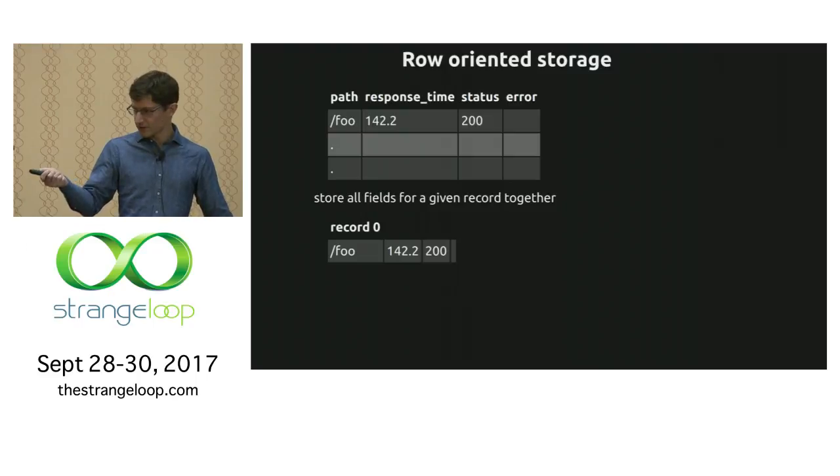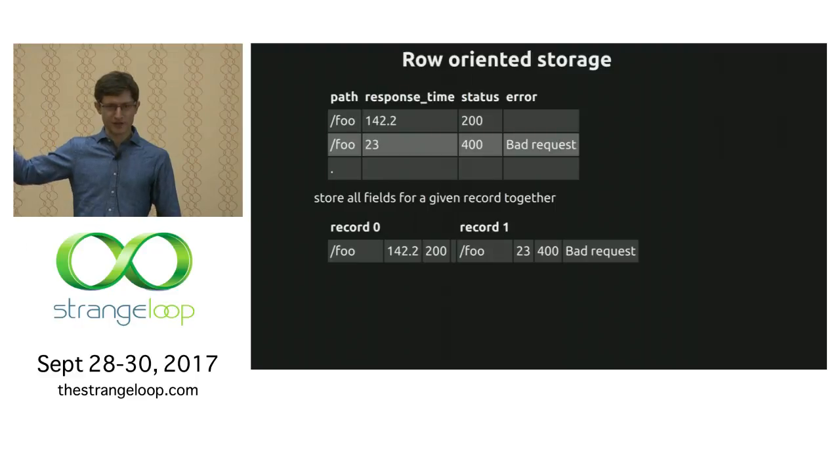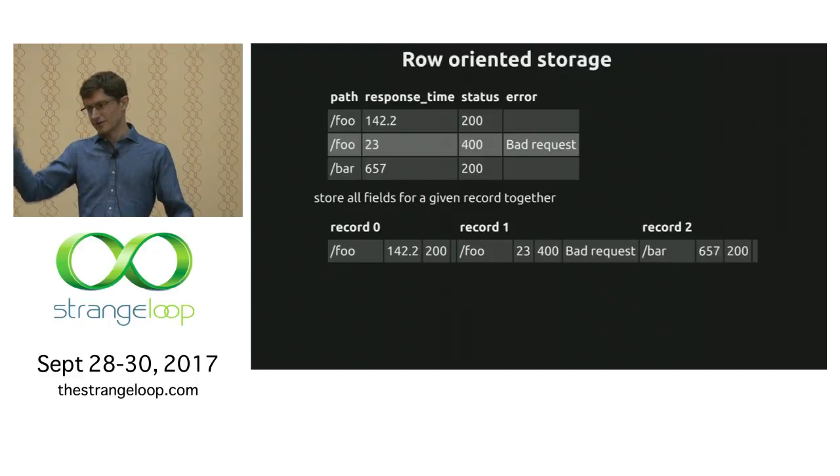So one event comes in. We're going to store the fields. We just got the path and the response time and the status, and then a nothing for the error. Another event comes in. We do the same thing again. Another event comes in. So we store this stuff sequentially.